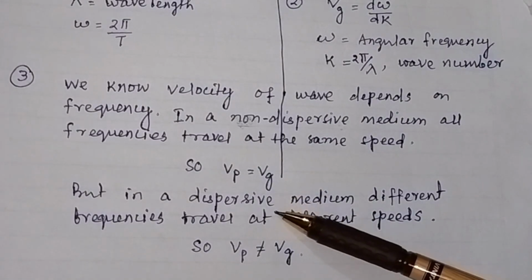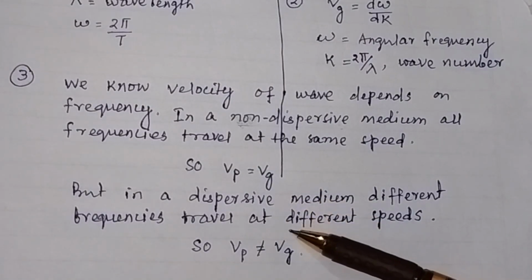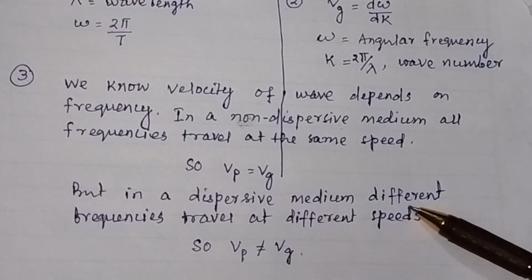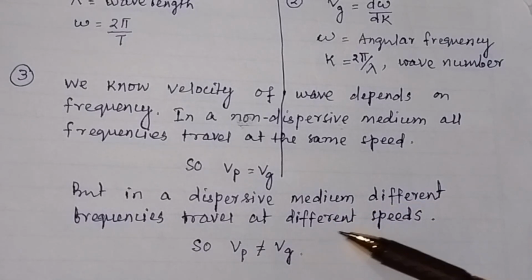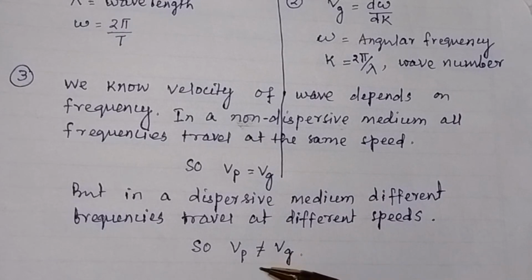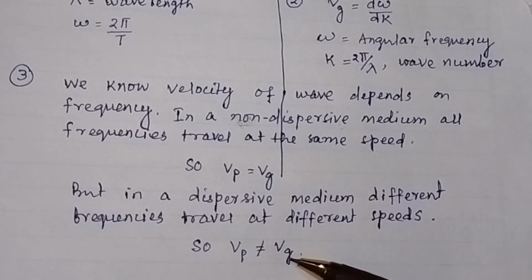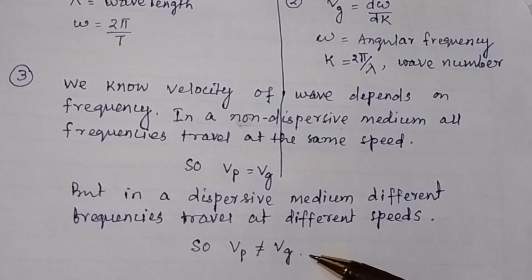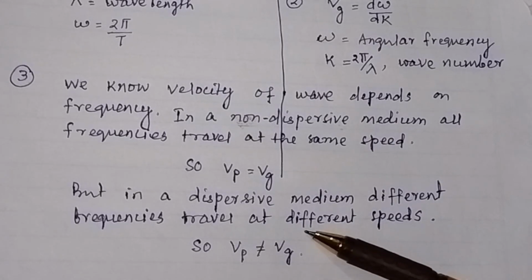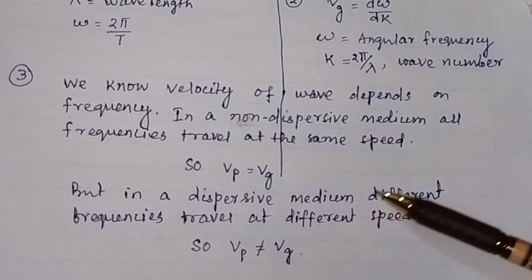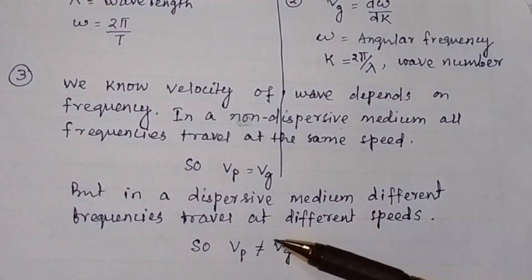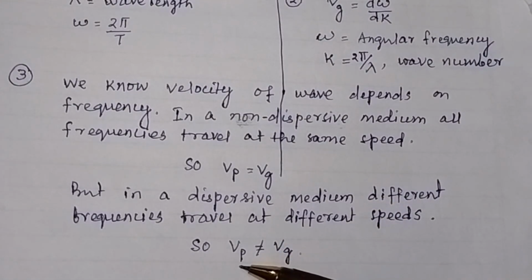But in a dispersive medium, the frequencies travel at different speeds. The waves having different frequencies will travel at different speeds. That is why the phase velocity is not equal to the group velocity. Because in group velocity there are a large number of waves, the frequencies of these waves slightly differ, so the velocity will differ. But the phase velocity will remain the same because it has only one wave.